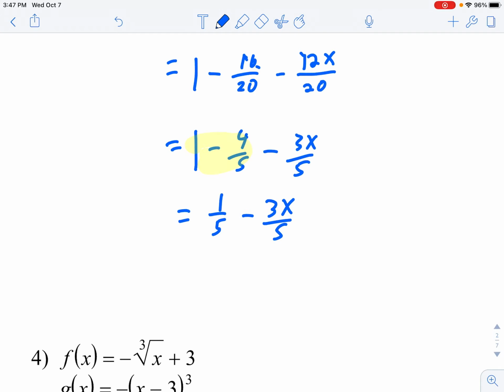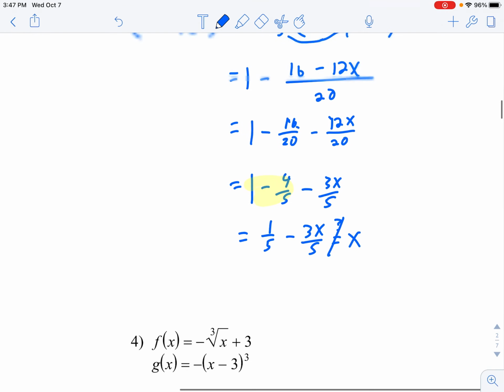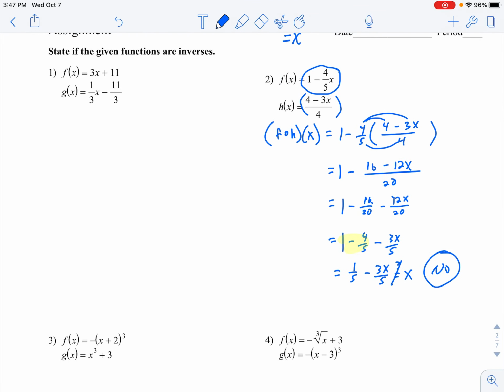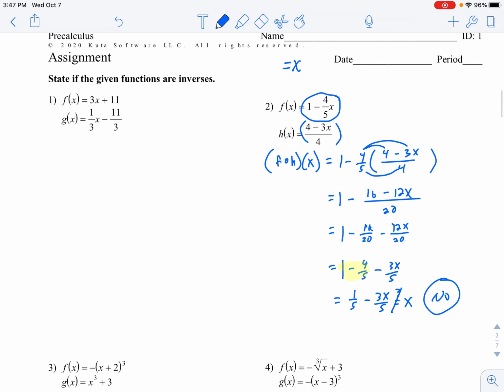And there's nothing else that'll simplify. No like terms, nothing cancels, nothing combines. So the question, did this simplify out to equal x? No, it did not. The fact that that is a no means that we're done. We can automatically say no, these are not inverses.